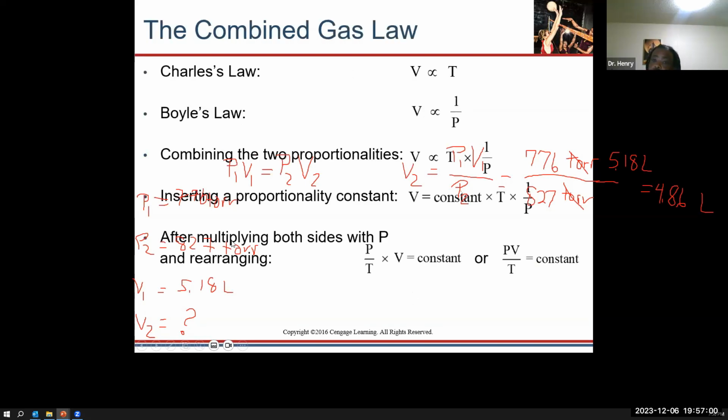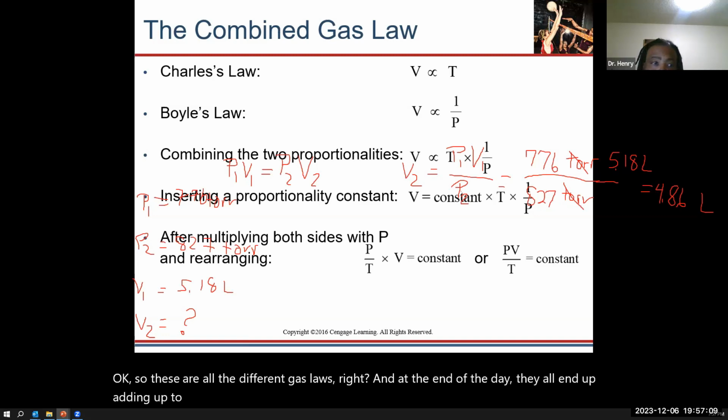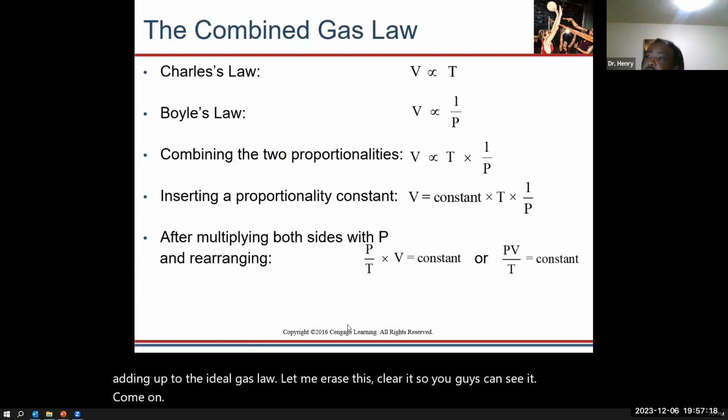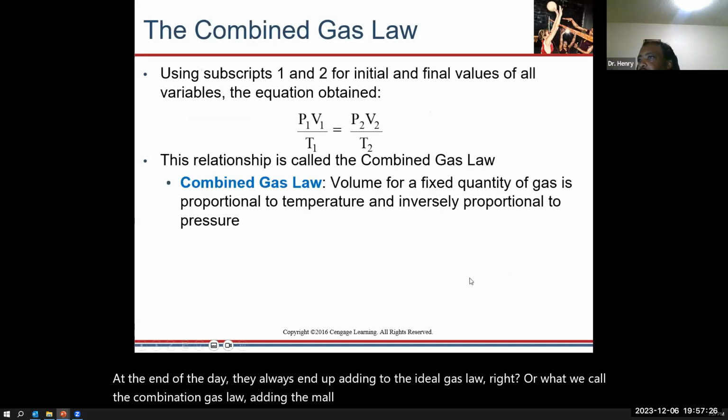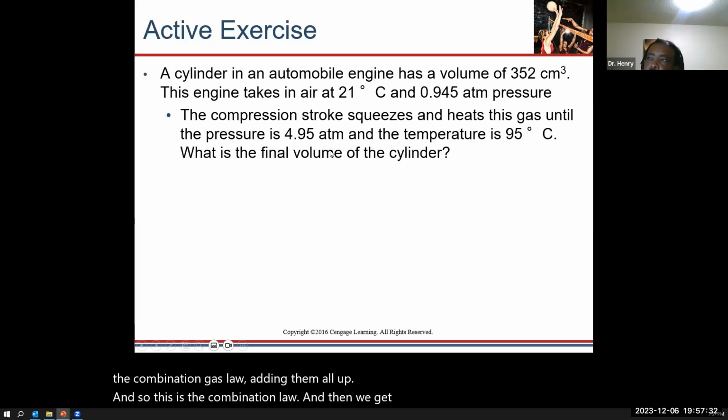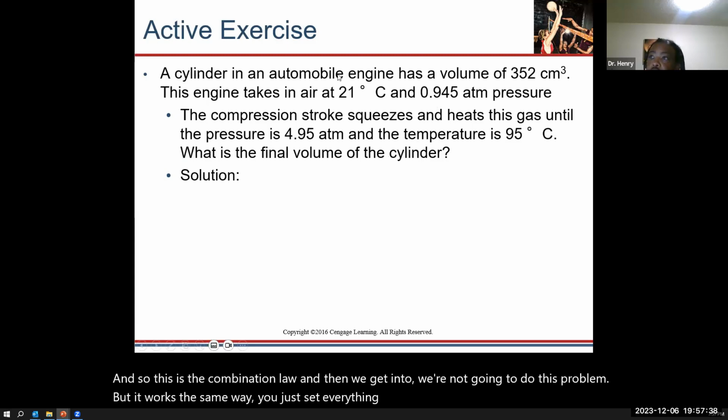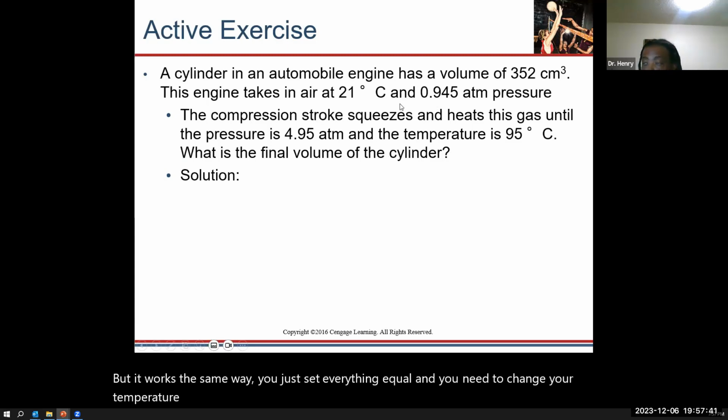Okay. So these are all the different gas laws, right? And at the end of the day, they all end up adding up to the ideal gas law. Let me erase this here so you guys can see. At the end of the day, they always end up adding to the ideal gas law, or what we call the combination gas law, adding them all up. So this is the combination law. And then we get into, we're not going to do this problem, but it works the same way. You just set everything equal and you need to change your temperature to absolute temperature.